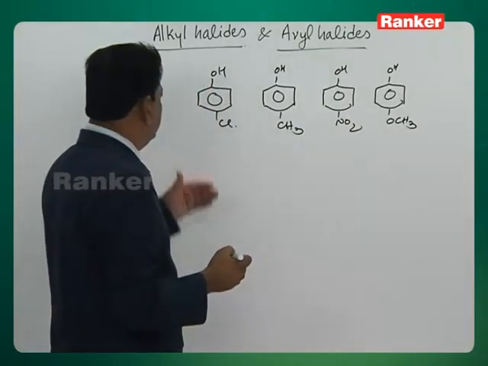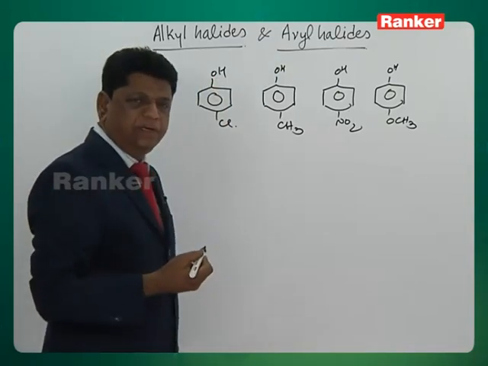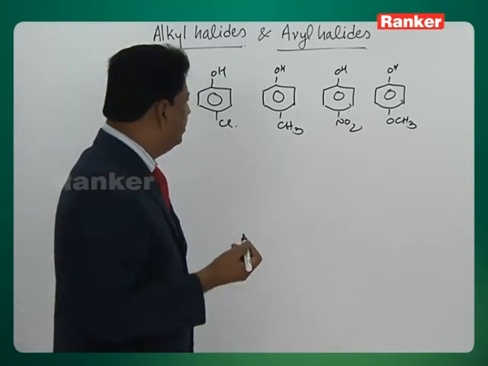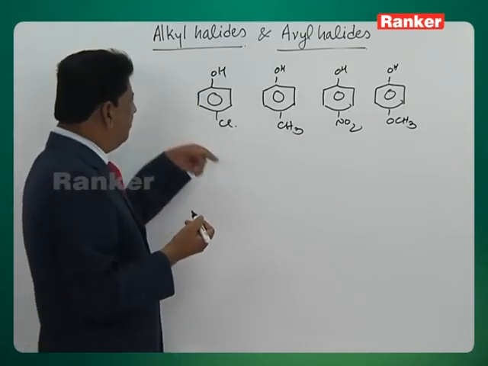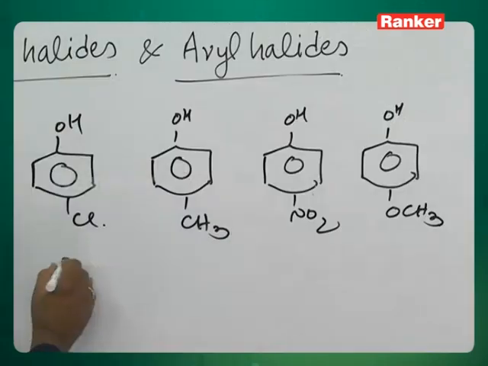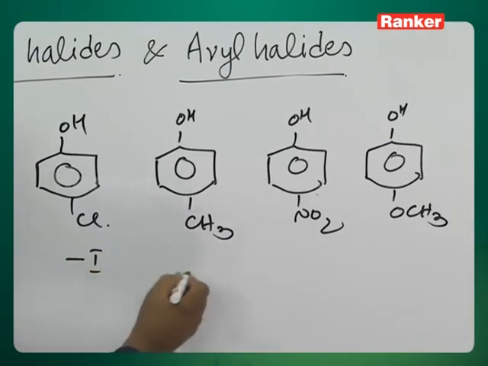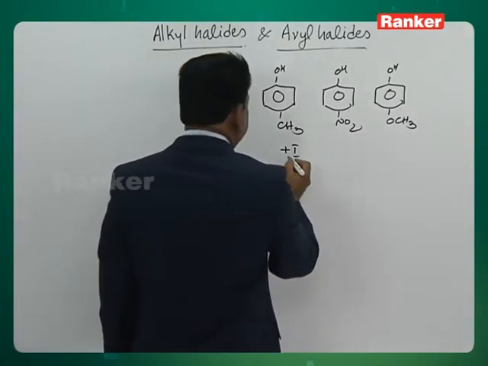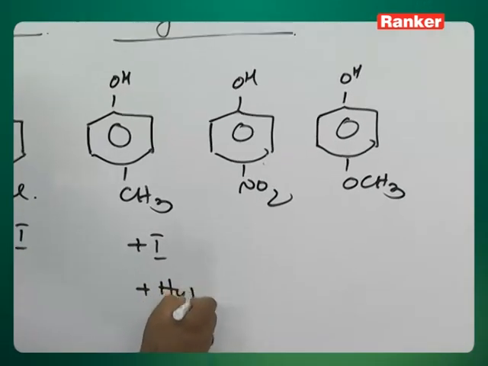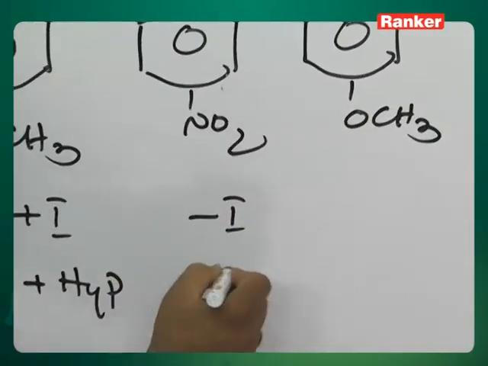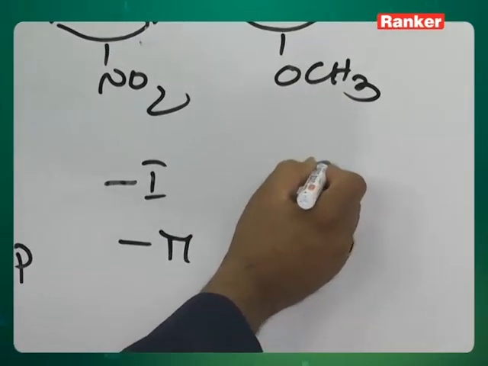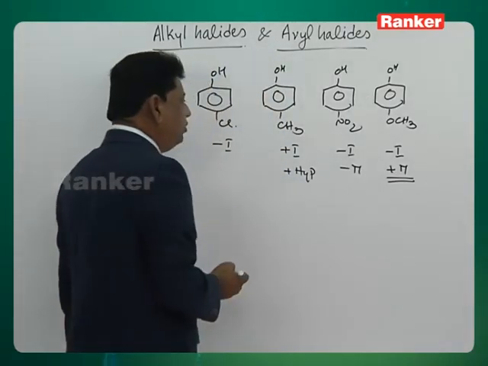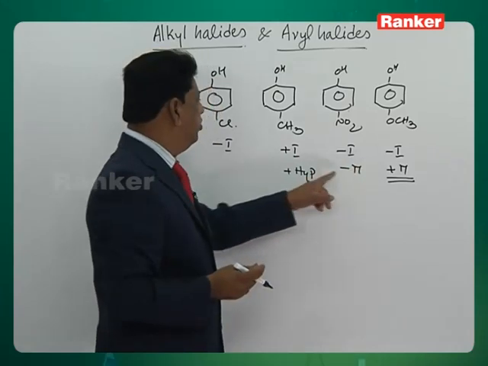Originally, the phenol stabilizes its anion, that is, after donating the proton, the phenoxide is stabilized through resonance, therefore it is acidic. But the effect of the chlorine here is the minus I effect. The methyl shows a plus I effect and plus hyperconjugation. The nitro group shows a minus I and minus M effect. OCH3 shows minus I and plus M, so the dominating one is the plus M here. So these two are the plus groups and these two are the minus groups.